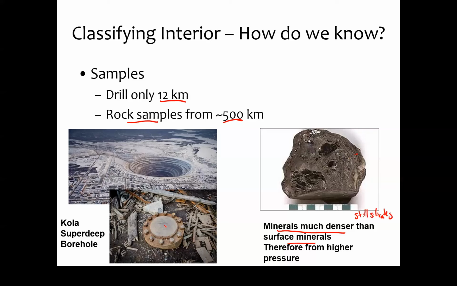For the most part, that tells us, okay, Earth's pressure is definitely higher inside, and it's probably still made of silicates, at least down to 500 kilometers down.